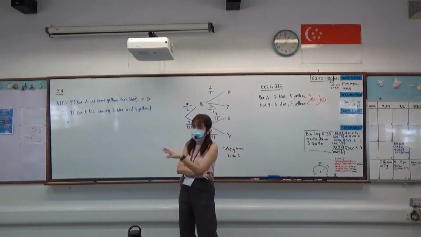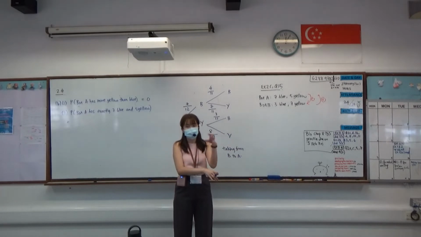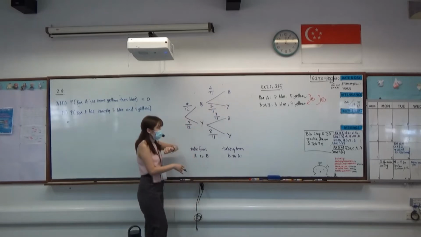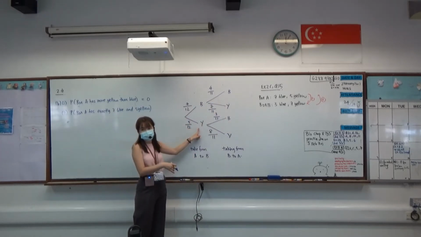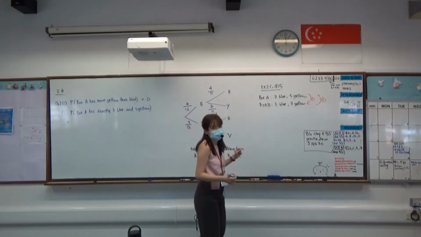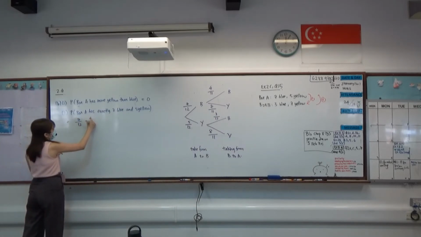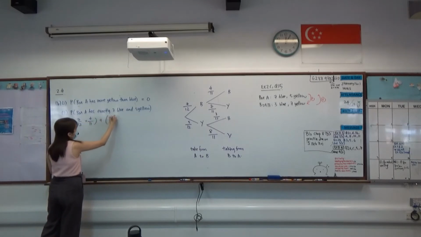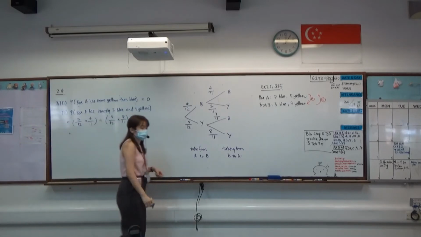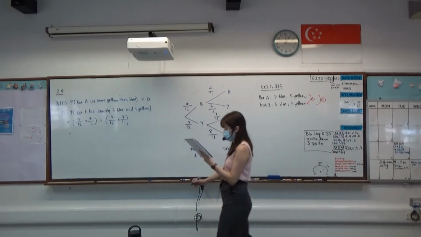So as long as I take out one blue, I need to return the blue back from B itself. So therefore it must be a blue-blue combination. Otherwise, if I had taken out a yellow, then I must put back the yellow so that I can have 7 blue and 5 yellow at the very end. So we are looking at a blue-blue combination and a yellow-yellow combination. And that would leave us with 17 over 33.